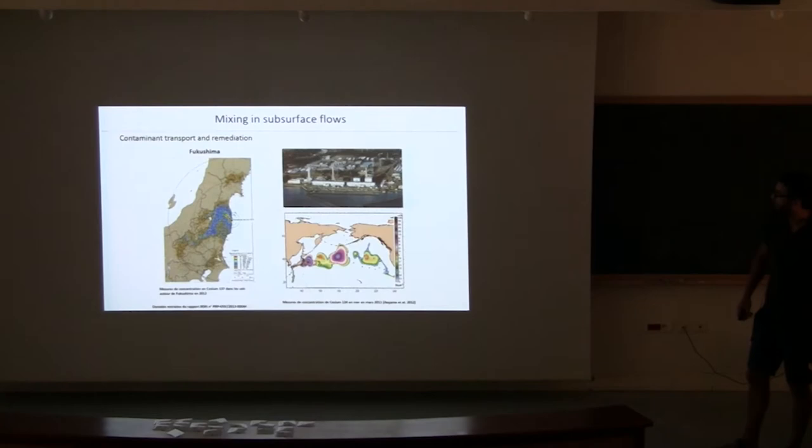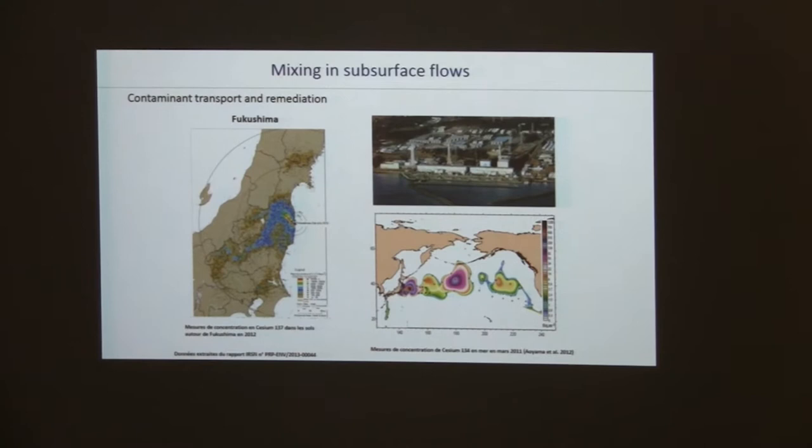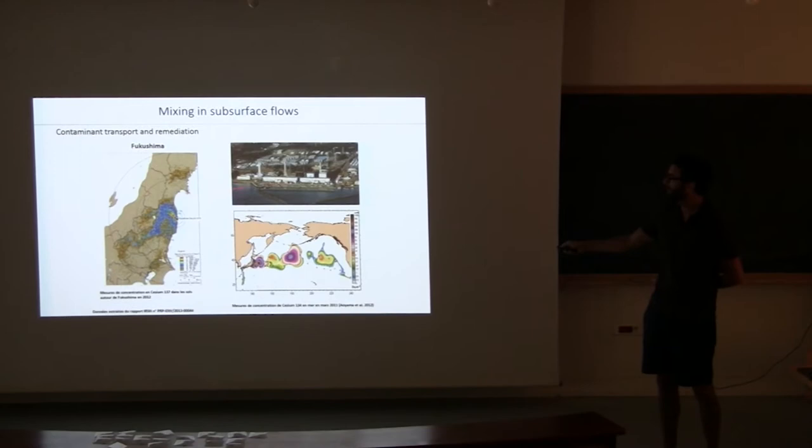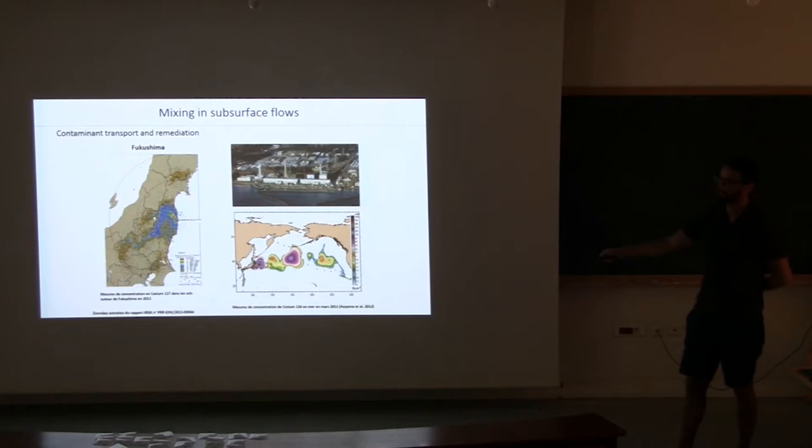There is another, even more recent contamination event that you all know very well, that's in Fukushima. And these are concentrations of radionuclides measured in 2012 in the area of Fukushima here. So you have a very strong contamination, but it's not homogeneous. So it's another mixing problem. How can we know and try to predict how this concentration field here is evolving, and what is the probability for this to go below the thresholds that are acceptable?